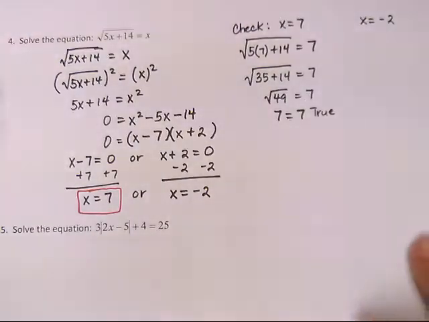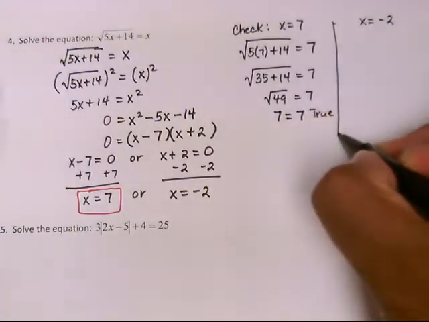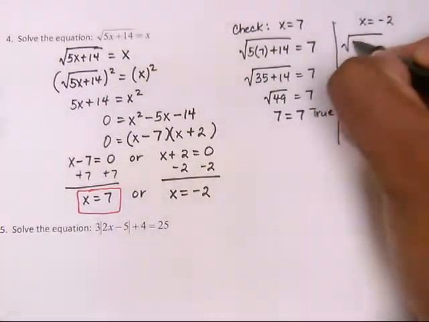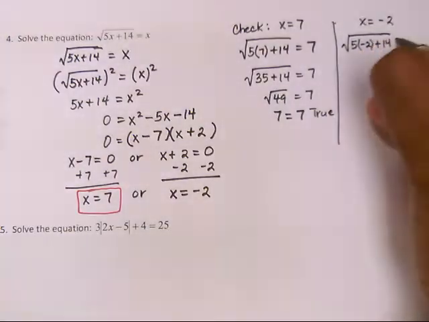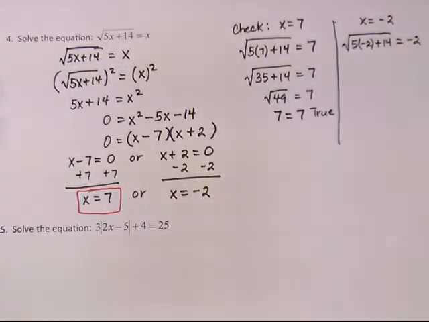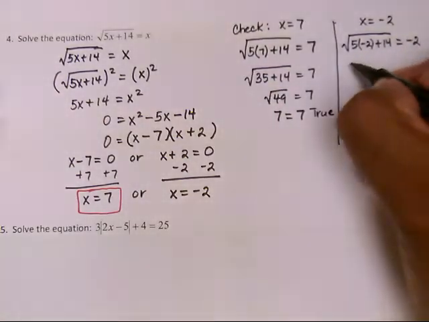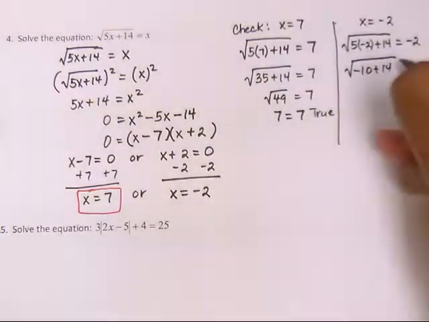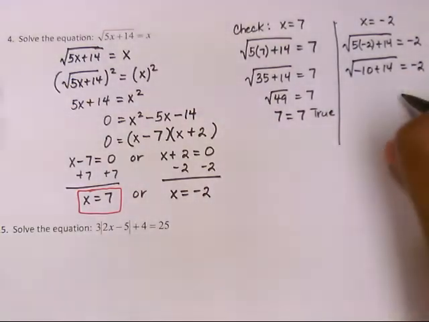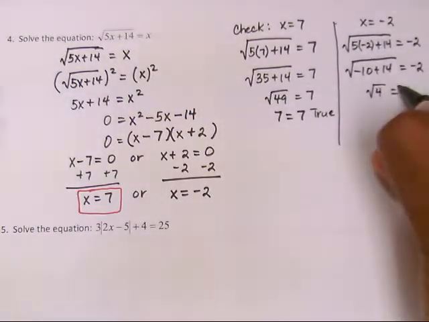Now I'm going to replace each x in the original equation with negative 2. So I have the square root of 5 times negative 2 plus 14. That should equal negative 2. Now 5 times a negative 2 is going to be negative 10, so I'll have the square root of negative 10 plus 14. That should equal to negative 2. Now if I add negative 10 plus 14, that's going to give me 4. So the square root of 4 should equal to negative 2.